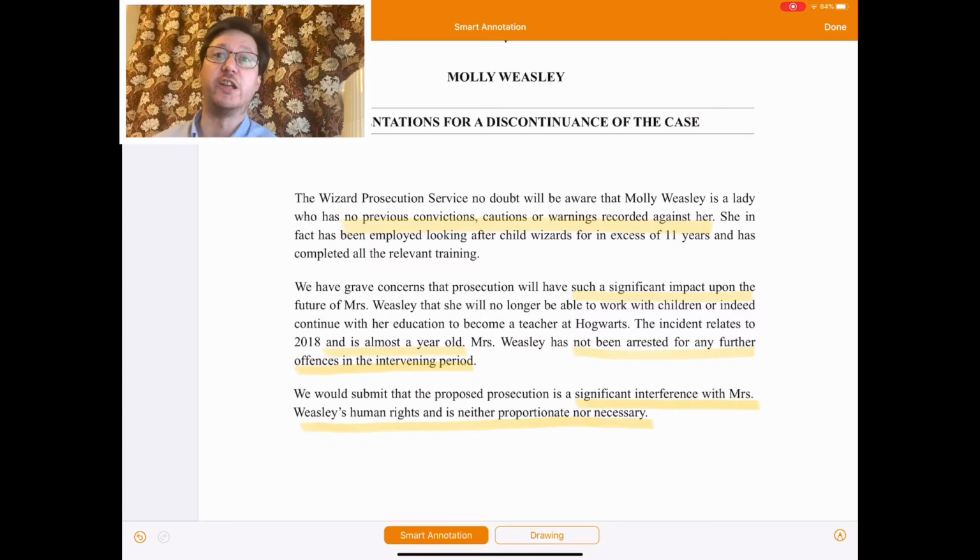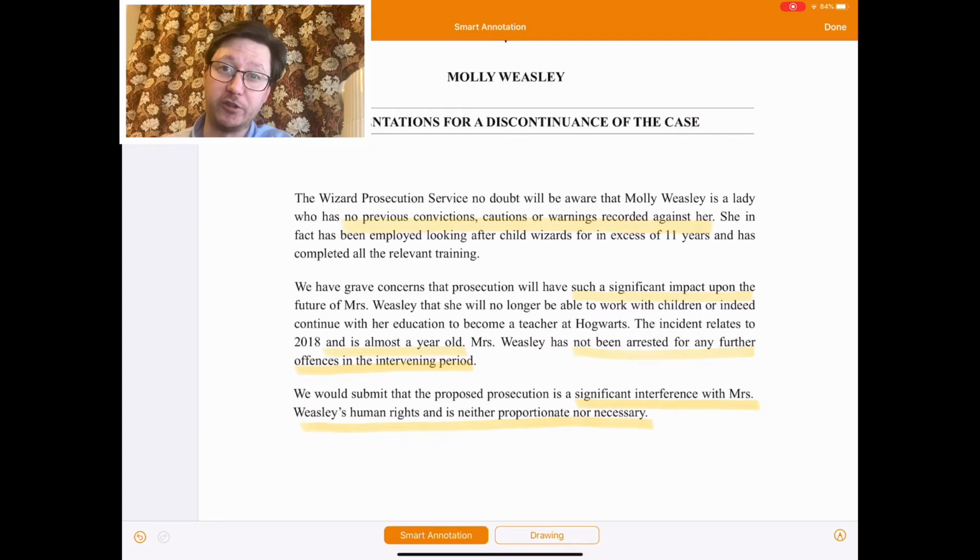Now, I suppose that this letter is technically written advocacy, but it's not very good. It doesn't make any reference to the guidance or the law. It doesn't say, other than that she's of good character, why the case against her should be dropped. It doesn't refer back to the evidential test or the public interest test. Really, what does it amount to other than a cry for mercy?